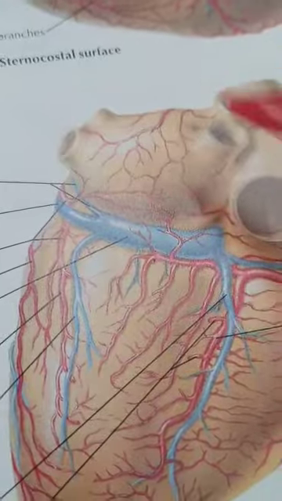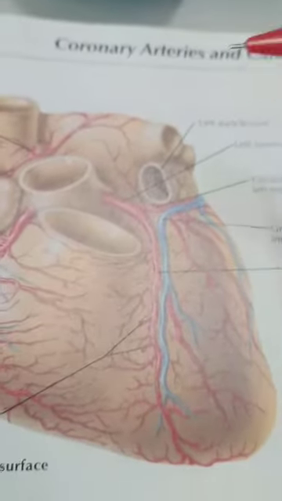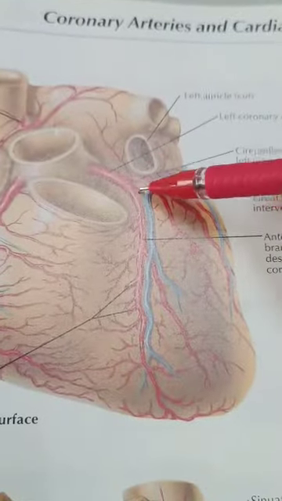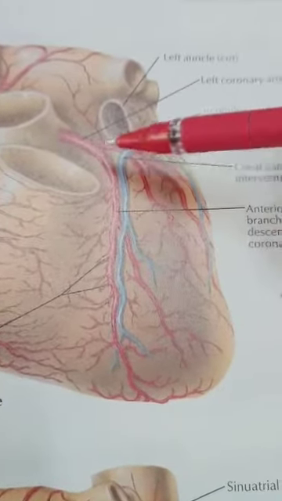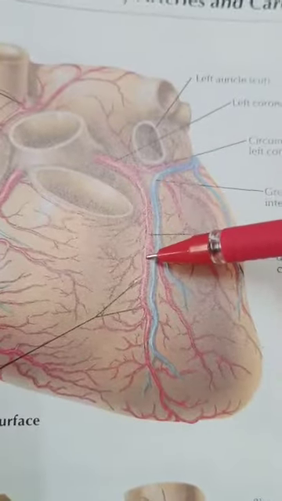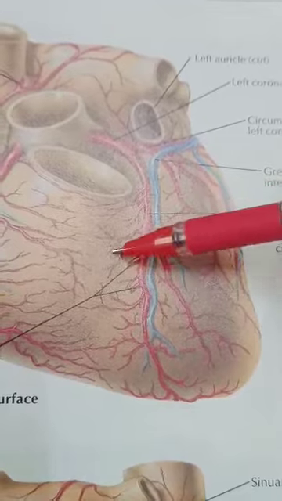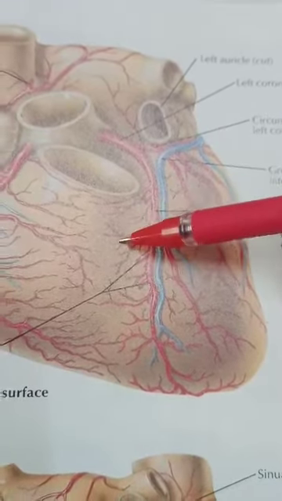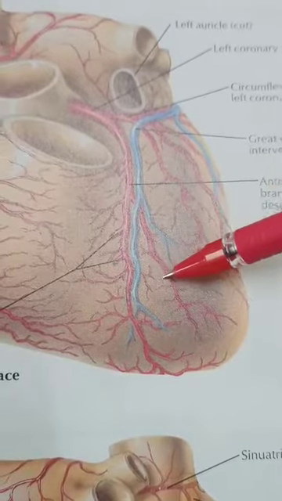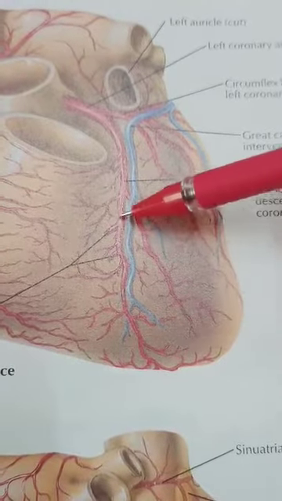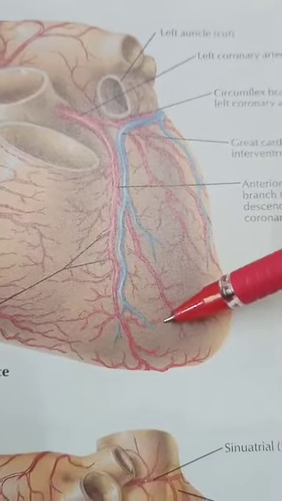Then we can see the branches of the left coronary artery. The first branch is our anterior interventricular artery, which is one of the largest branches. This anterior interventricular artery again gives ventricular branches. Among the ventricular branches, one is a large one, known as the left diagonal artery.